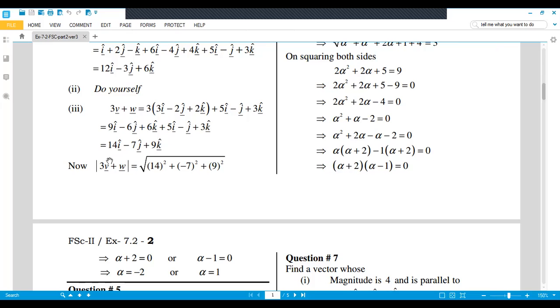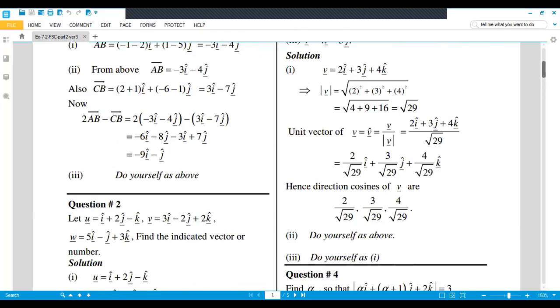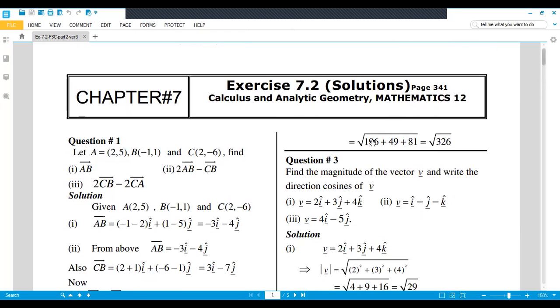Now we have to find the absolute value of 3v + w. Absolute means the i, j and k values squared, under root. So 14 squared plus (-7) squared plus 9 squared. So we get under root of 196 + 49 + 81. When we add them, we get under root 326. So this third part of question number 2 is included.